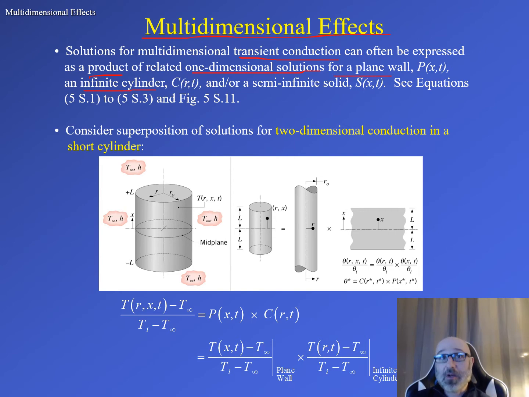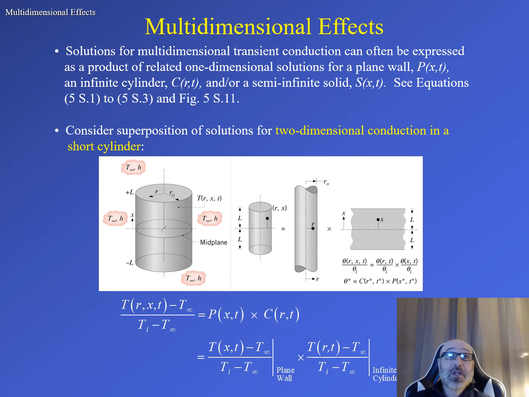So this will be multidimensional because we'll be dealing with both the plane wall, which is P of X comma T, and our cylinder, which is C of R comma T, for the variables we're going to be using, and or a semi-infinite solid, which is S of X comma T. Each of these is X comma T or R comma T, so it's a position and a time that these are dependent upon. We can relate this back to equations in our textbook, 5S1 and 5S3, along with the same figure we looked at before, figure 5S11.